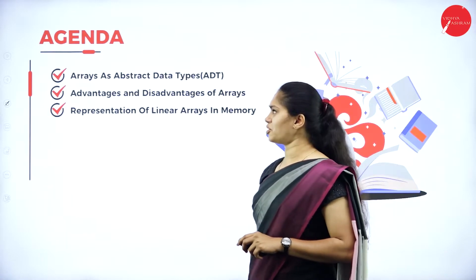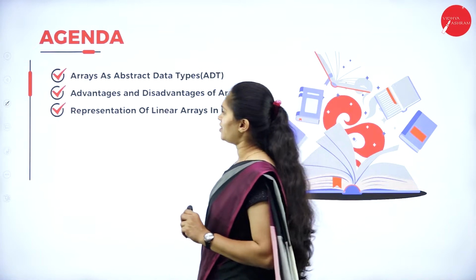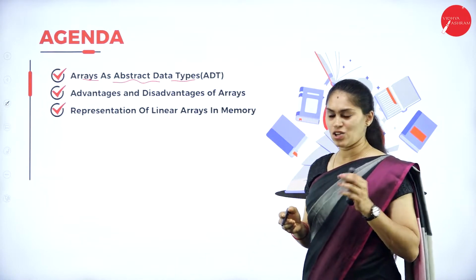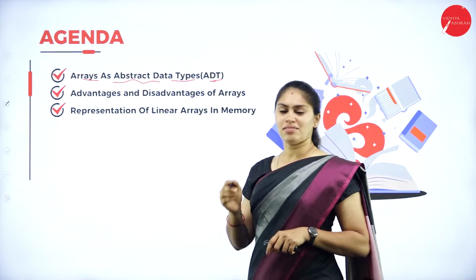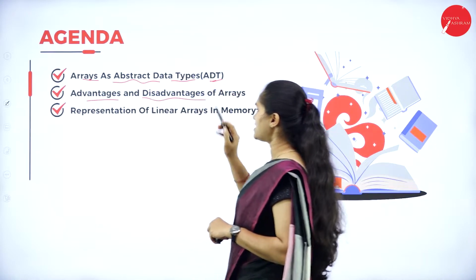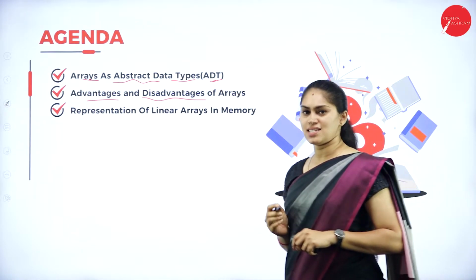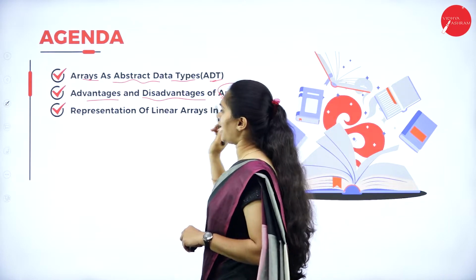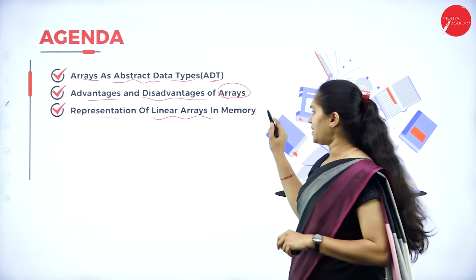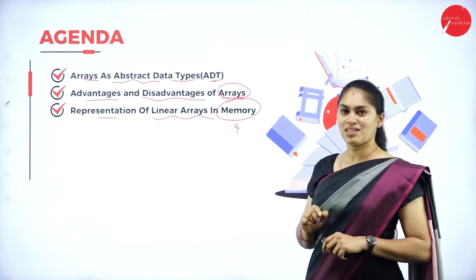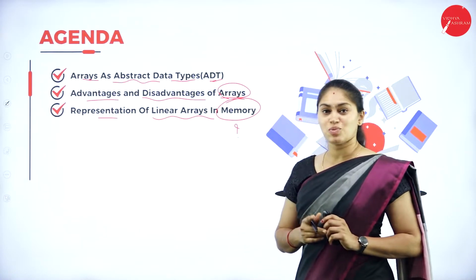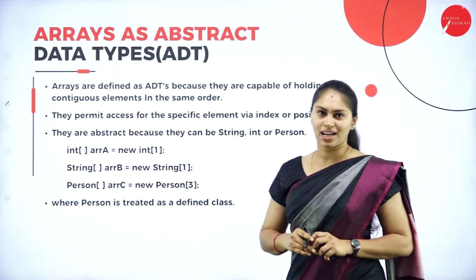As the last concept of this arrays topic, we are going to learn about why an array is considered an abstract data type, in short, ADT. Along with that, we'll see the advantages and disadvantages of arrays. At last, we'll see how this linear array is represented in the computer's memory. This is what we will be discussing in today's session. Let me get into arrays as an abstract data type.